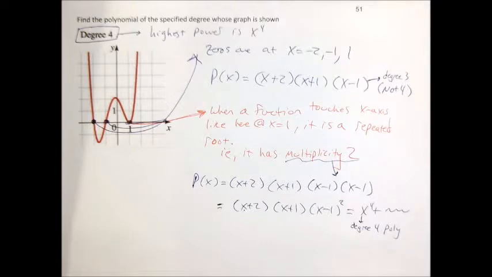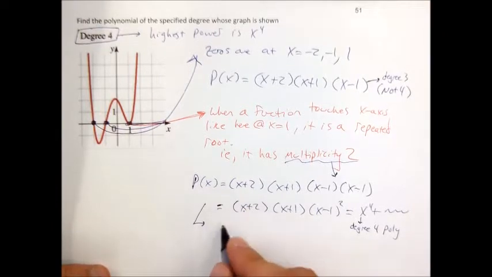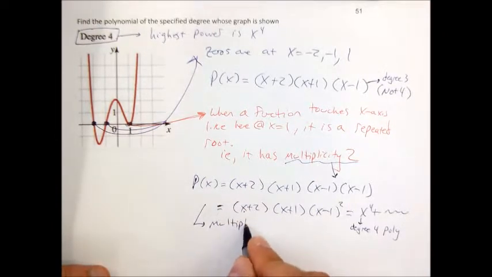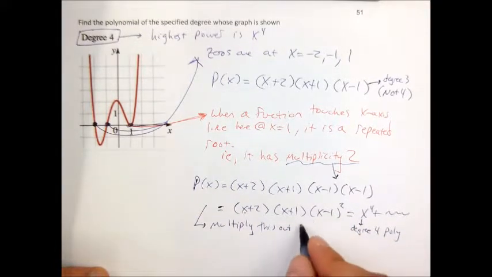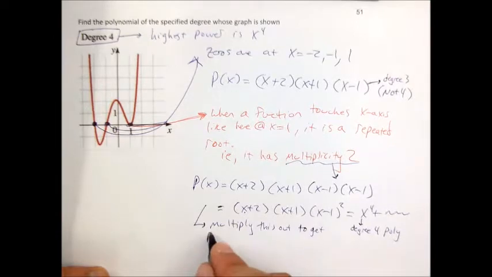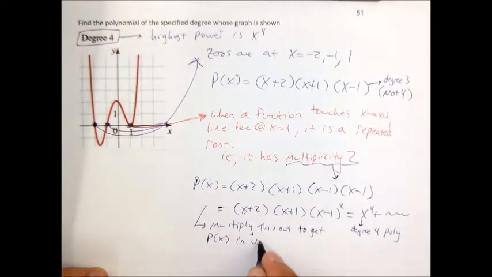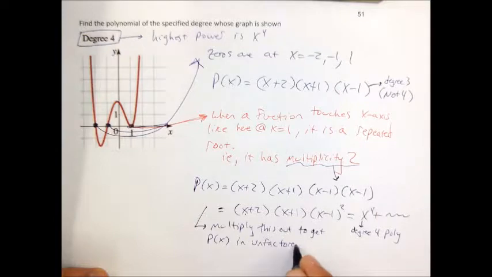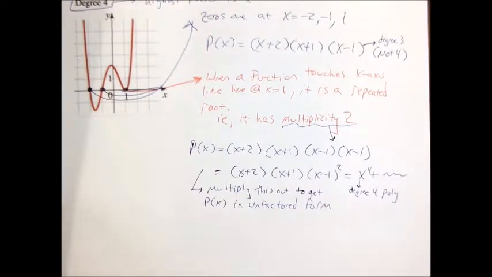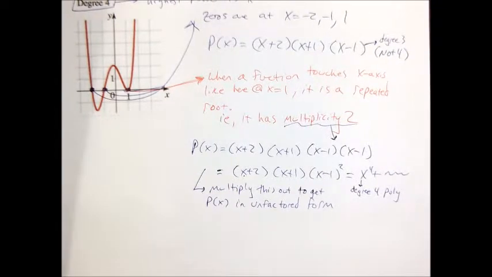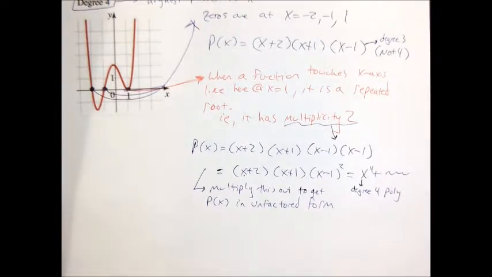And if we really wanted to, I'm not going to do it, but if the problem asks you to do that, we could multiply this out to get the polynomial in unfactored form. I'm going to do a couple others at the bottom, just so you know. We'll look at a few more. But are there questions about this so far?